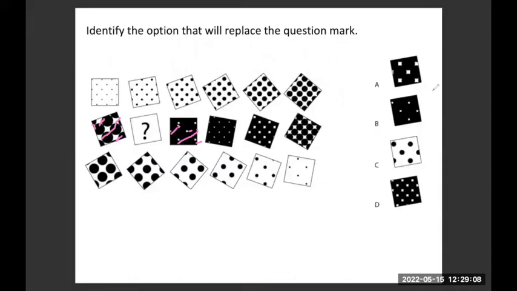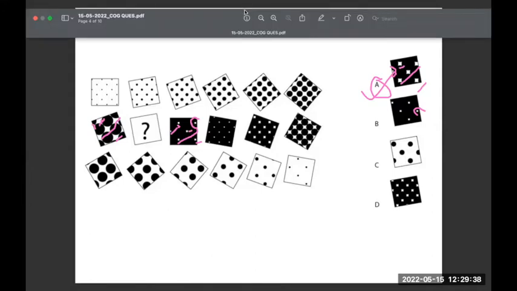Option A. Three here. One here, and then one small thing you are seeing peeping along the edge. B is not possible because the position of the white dots here versus the position of the white dots here, the size of the white dots here versus the size of the white dots here, they are the same. So I will say option A is the correct one. Are there any doubts, any questions here?